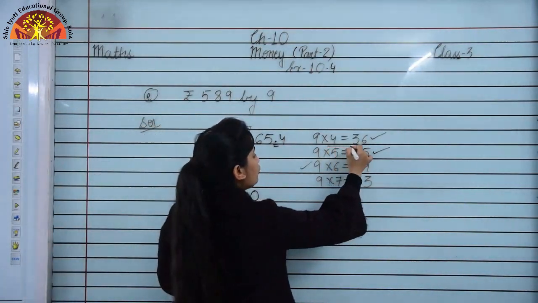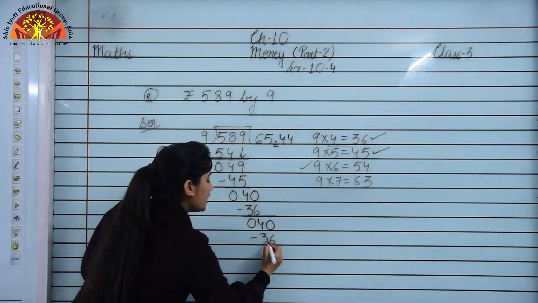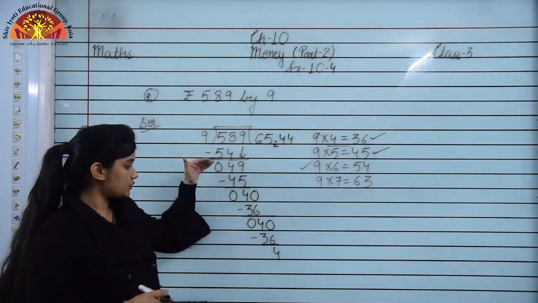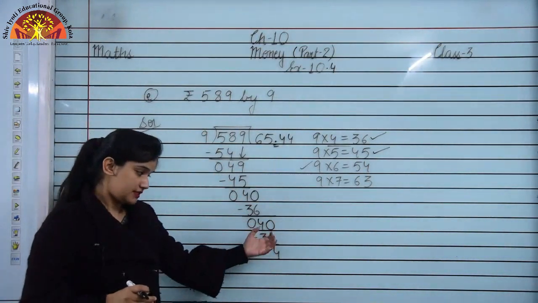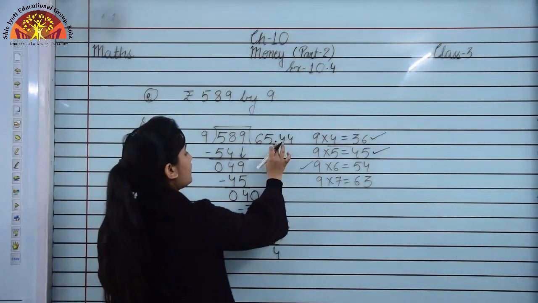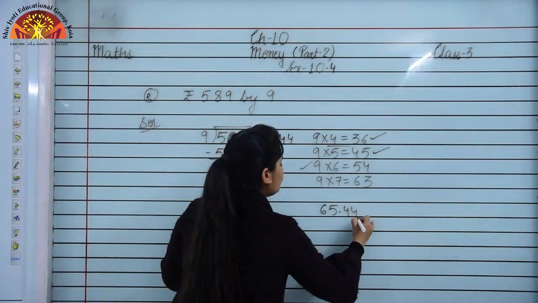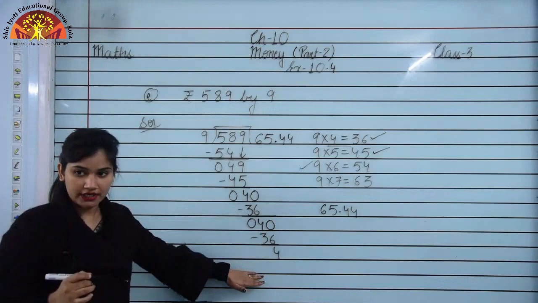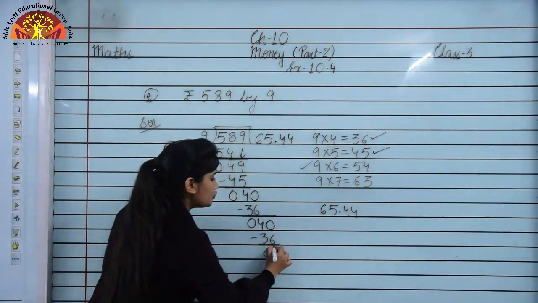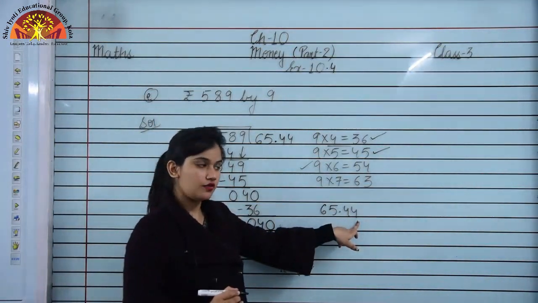Again we have to take 4 times 36. Again the remainder will be 4. So what we are observing here, students, this question is this remainder 4 is coming again and again. Okay, so the final answer will be 65.44. Is it clear? हम इसको आगे solve नहीं करेंगे, because this 4 is coming again and again. So we have to put 65.44 and this is the final answer.